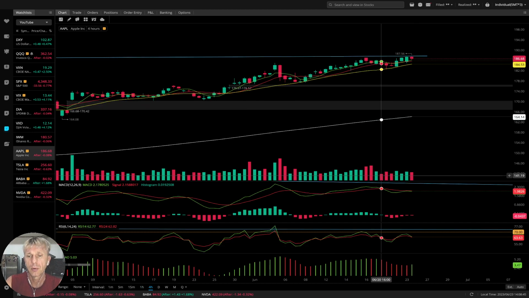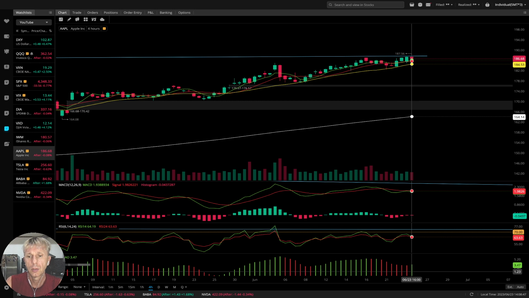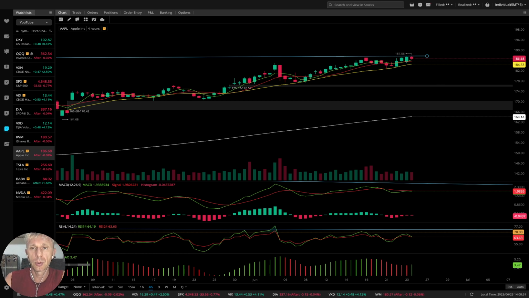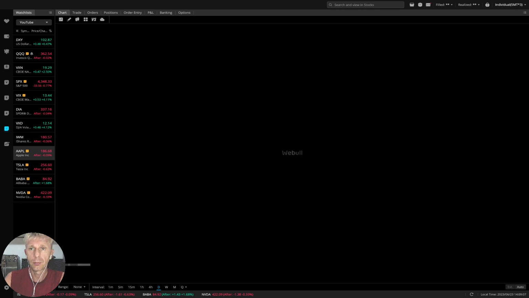4 hours time frame, all indicators bullish, last bar still above all moving averages, still bullish trend, and even today it did a new high, it touched a new all-time high. Bearish divergences on all indicators. Apple definitely wants to go bearish, but it's still positive, bullish.